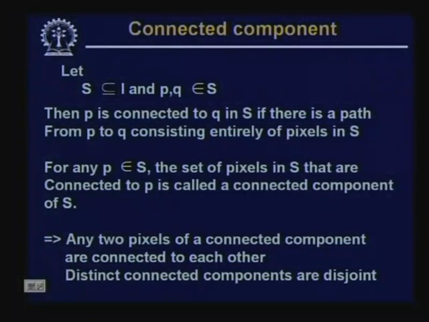Now, let us see what is meant by a connected component. Here we assume S to be a subset of an image I, and we have two pixels P and Q which belong to the image subset S. Then we say that pixel P is connected to pixel Q in the image subset S if there is a path from P to Q consisting entirely of pixels in the region S. So, for any point P belonging to S, the set of pixels in S that are connected to P is called a connected component of P. Any two pixels of a connected component are connected to each other, and distinct connected components have to be disjoint.